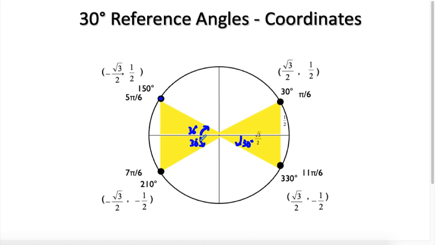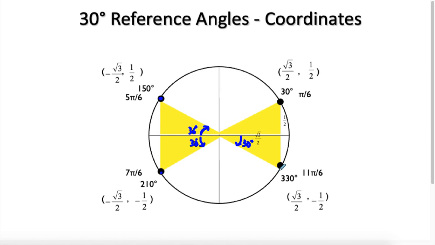If I take a reference angle of 30, I would actually be adding 30 to 180, so this would be 210. Then in terms of radians, I would be adding pi over 6 to pi, so that would be 7 pi over 6. In terms of the coordinate point then, that would be negative square root of 3 over 2, negative 1/2. If I'm in the third quadrant, both the x and the y are negative.